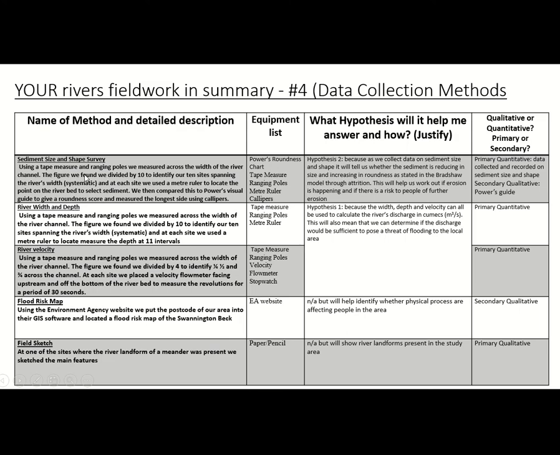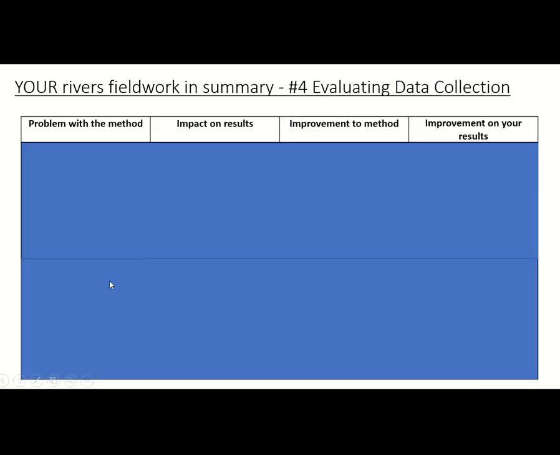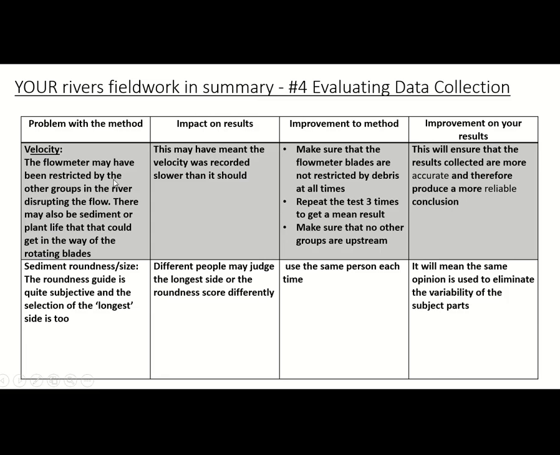Problem with measuring velocity, okay? Again, we can see on this slide, we did measure velocity using a tape measure, ranging poles, velocity flow meter. I've just picked one aspect of measuring velocity that could be a problem. Might be restricted by the other groups in the river. We went into small parts of the Swannington Beck, so anyone standing upstream from you could disrupt the flow. And so it could stop your velocity flow meter actually recording an accurate result. So that's the problem with the method. There were too many people in the river, and it's a small part of river. How does that impact results? Well, it meant that the velocity we recorded was probably slower than it should have been, which isn't accurate.